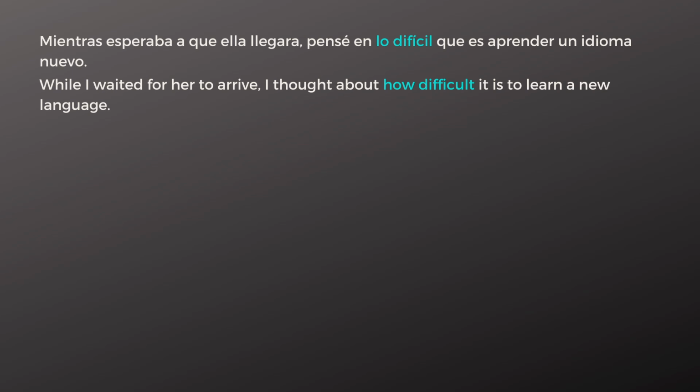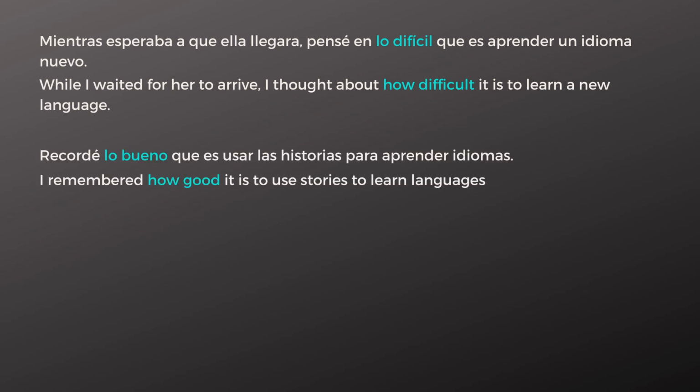And when we're not using thing, we'll often use how to create an equivalent sentence in English. Notice these examples from the story. Mientras esperaba a que ella llegara, pensé en lo difícil que es aprender un idioma nuevo. While I waited for her to arrive, I thought about how difficult it is to learn a new language. Lo difícil, how difficult. Recordé lo bueno que es usar las historias para aprender idiomas. I remembered how good it is to use stories to learn languages.